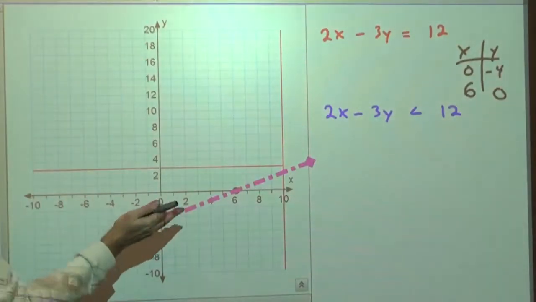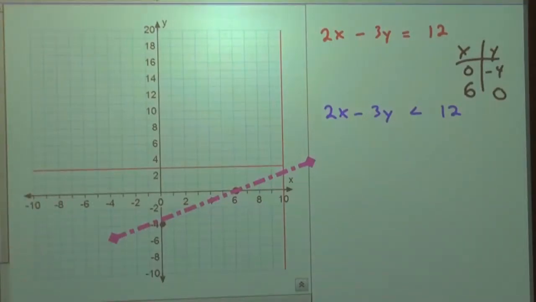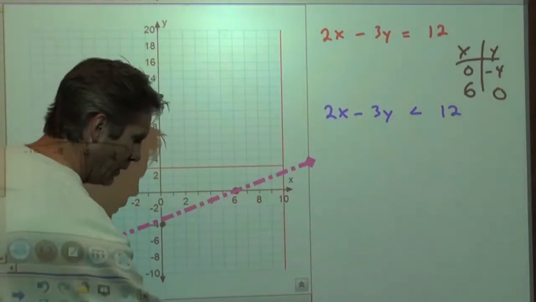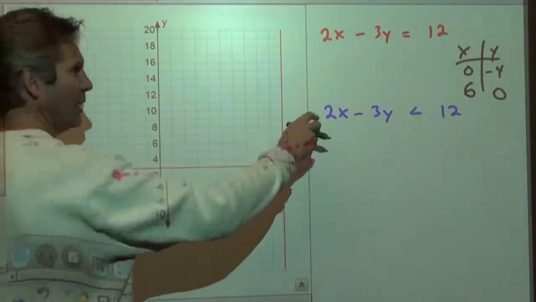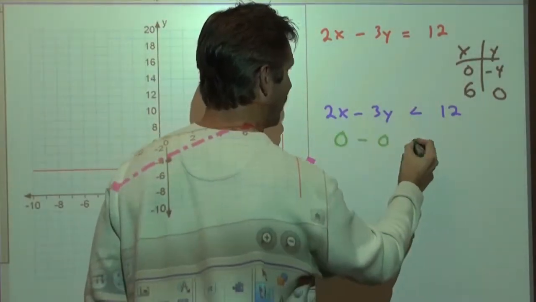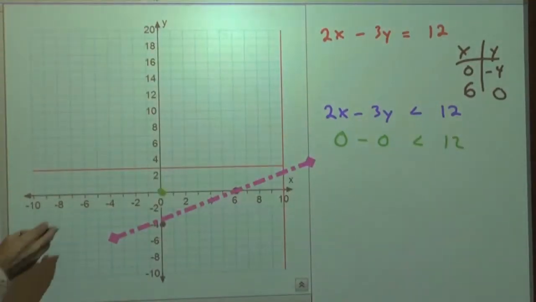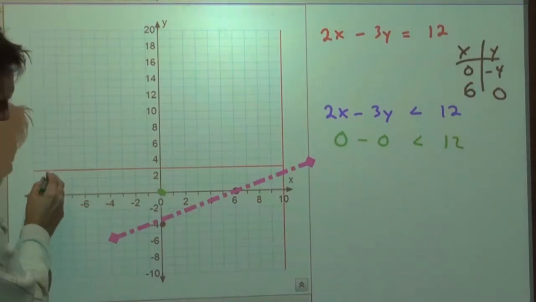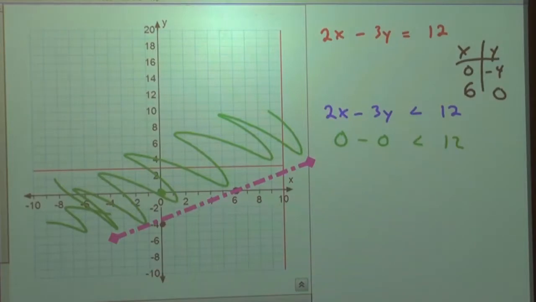Now we've got the boundary line. It's dotted because we have a less than sign. On one side are all the solutions, on the other side are no solutions. So what we're going to do is find the point 0, 0 and put it in here. 0 minus 0 is less than 12. That's a true statement, and so all the points that are above this line will make this inequality true. So that's where we shade. That's where we find the solutions. The points on this side of the line would not be solutions to the problem. So there you go. That's graphing inequalities.